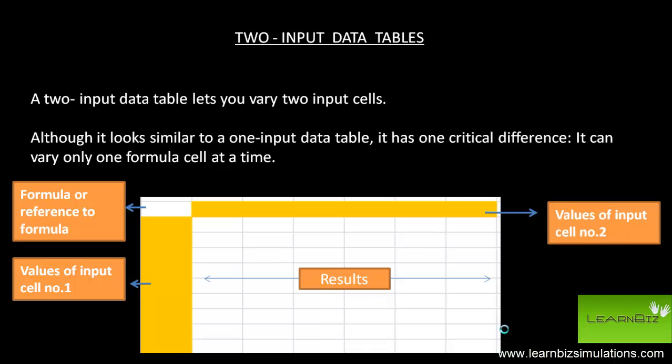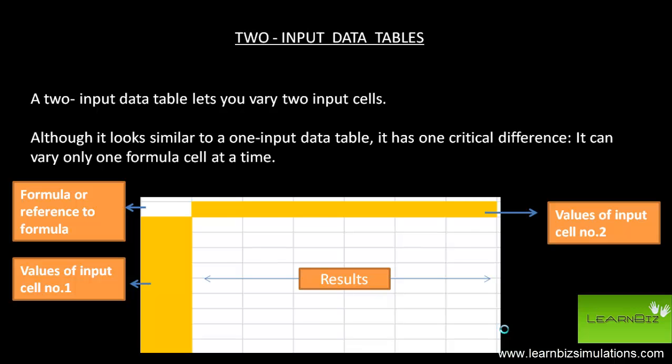Now let us look at 2-input data table. As the name implies, a 2-input data table lets you vary 2 input cells. You can see the setup for this type below. Although it looks similar to a 1-input table, the 2-input table has one critical difference. It can show the results of only one formula at a time. With a 1-input table, you can place any number of formulas or references to the formulas.